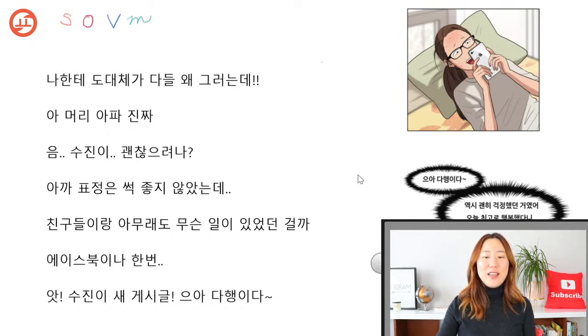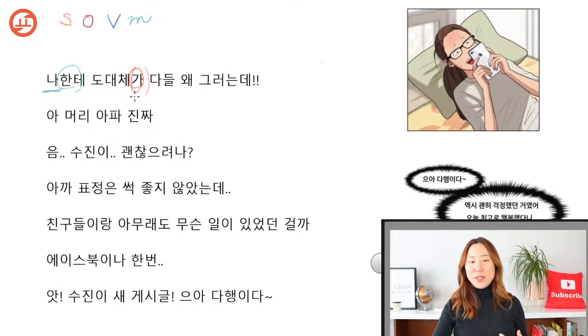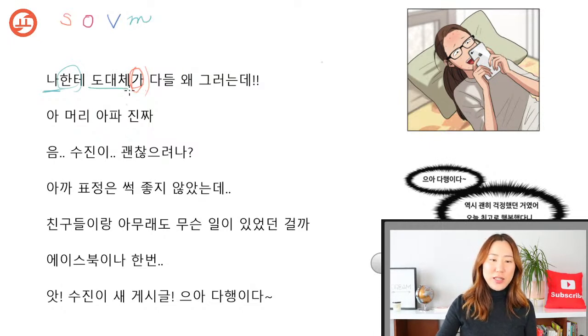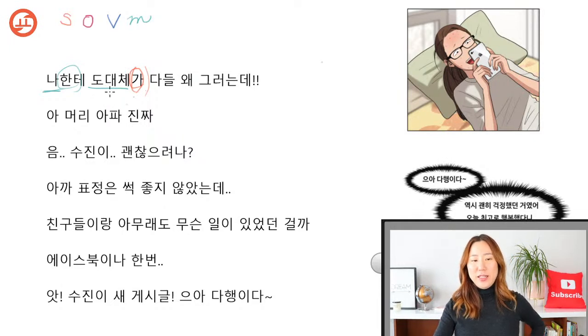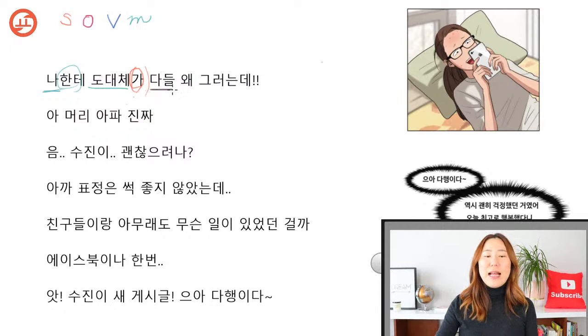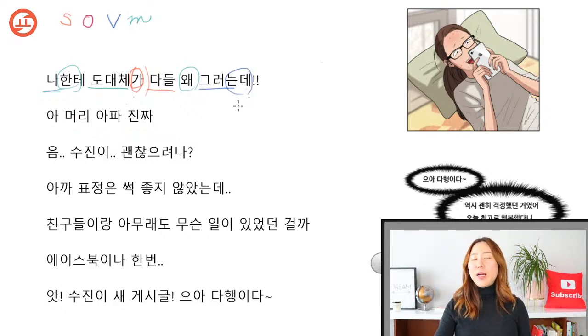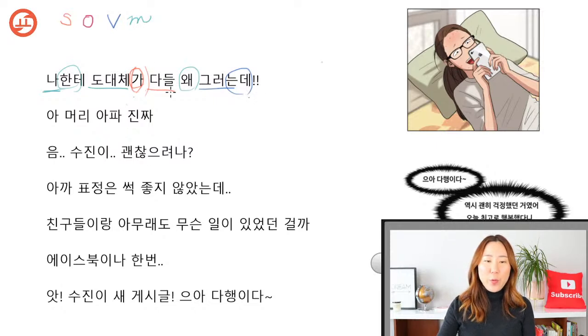나한테 to me. 도대체가 so actually they used 가 here but it's not even necessary. In speaking format sometimes Korean people may add 가 but it doesn't fit into this grammar structure actually. 도대체 you can just think of it. On the earth. What the hell type thing. 다들 everyone here. 왜 그러는데 why be like that. 는데 but or open conversation whatever. 나한테 도대체가 다들 왜 그러는데 why is everyone like that to me? So why on earth is everyone like that to me?